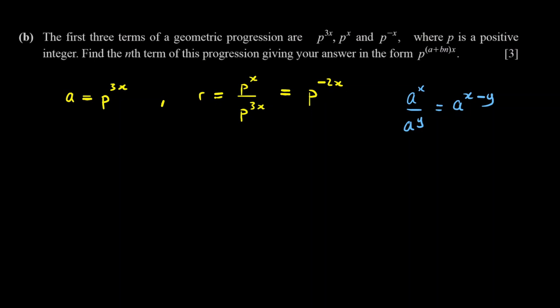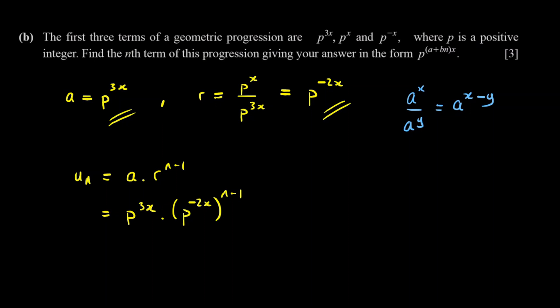So I've got my first term and my common ratio. I want to find the nth term of this progression. Well, the nth term of a geometric progression is equal to a times r to the power of n minus 1. So I just substitute in: my a is p to the power of 3x, my r is p to the power of negative 2x, and this is raised to the power of n minus 1.